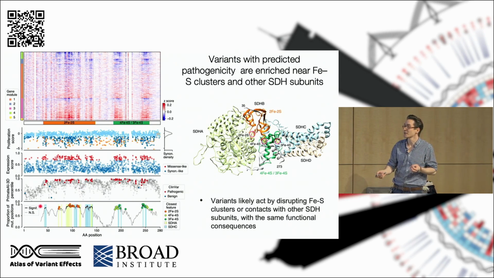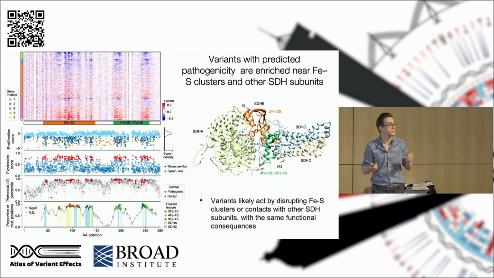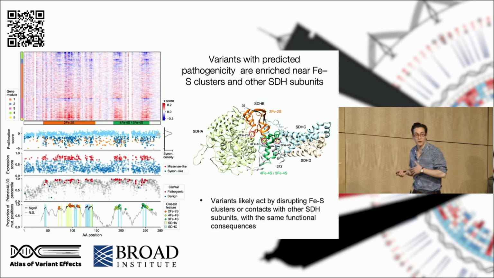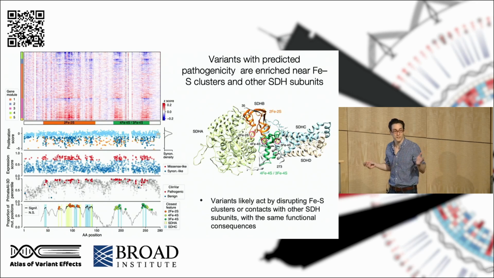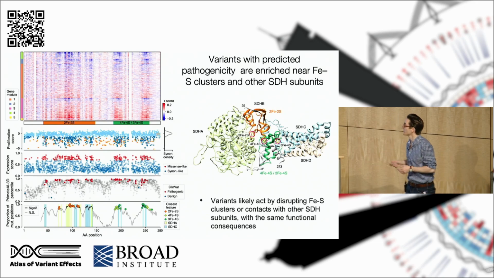But in some other cases, they actually appear to just disrupt binding between the different subunits of SDHB. And in the case of this gene, no matter where the variant is, the functional consequences, at least in our assay, seem to be uniformly the same. So we see consistently for all the variants that show a significant effect, the same effect on the transcriptome.